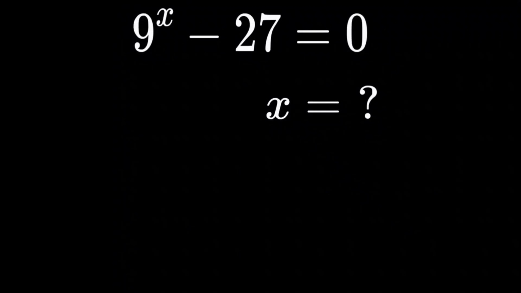Hello guys, in this video we are going to solve this equation. So the equation says 9x minus 27 equal to 0 and we are to find the value of x.